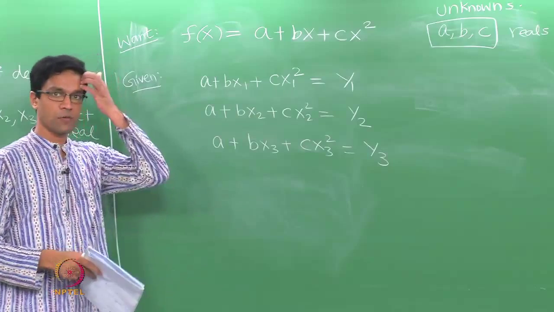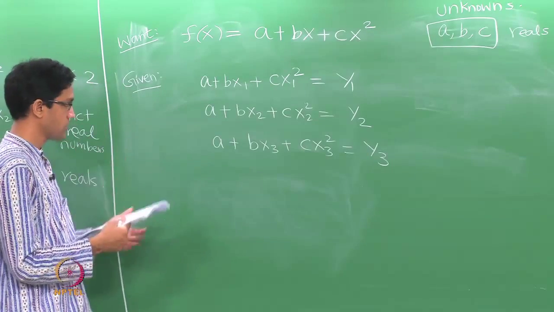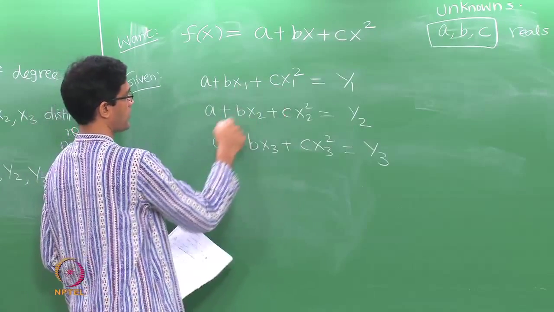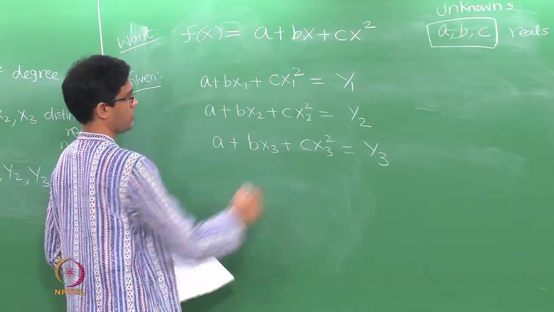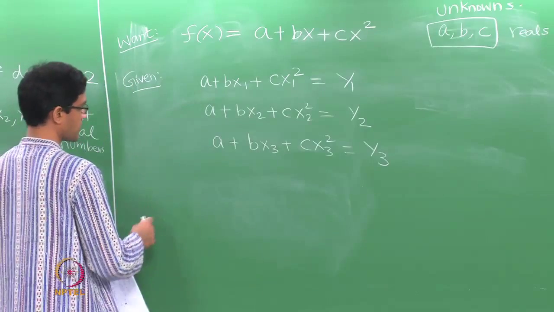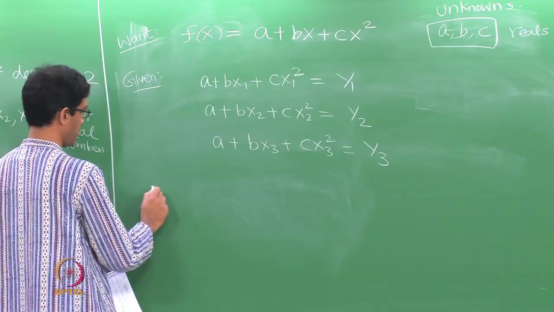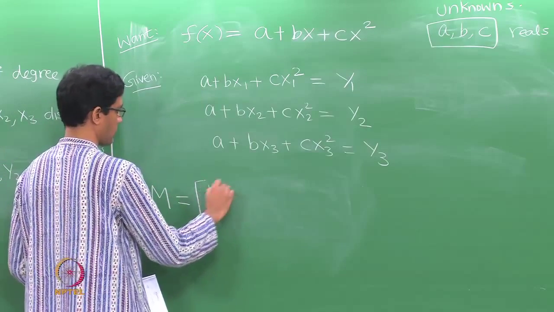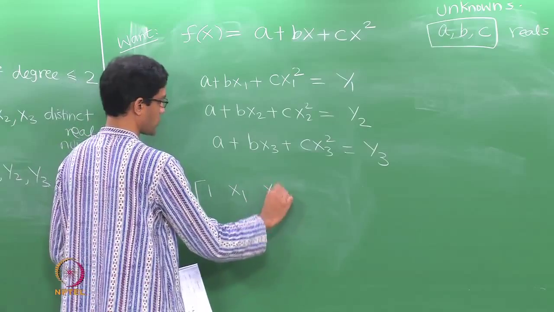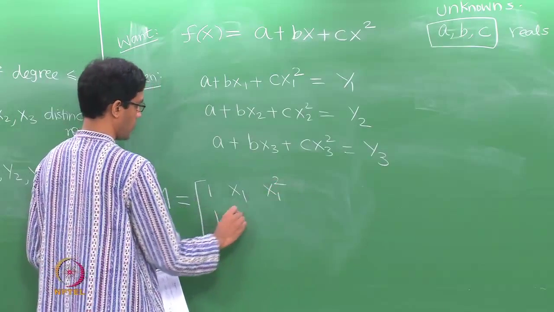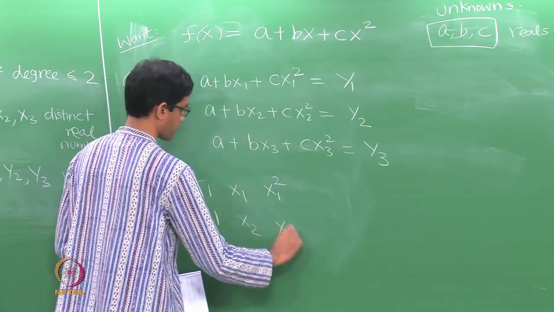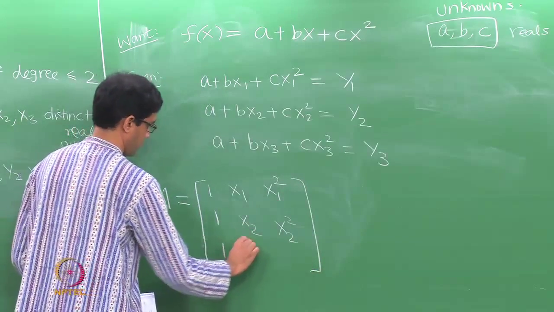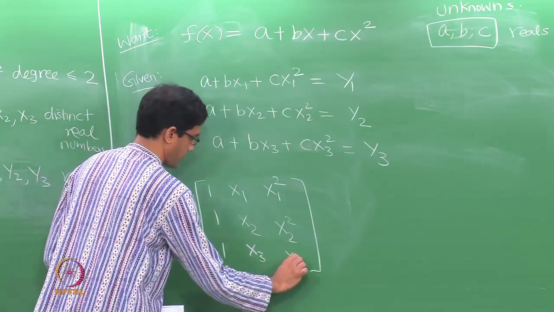So this is nothing but a system of three linear equations in the unknowns a, b, c, with coefficients being 1, x1, x1 squared, 1, x2, x2 squared, and so on. Okay, so let me rewrite this in matrix form. So let's form the coefficient matrix. So this is just the following. Consider the matrix M, it's a 3 cross 3 matrix now: 1, x1, x1 squared; 1, x2, x2 squared; 1, x3, x3 squared.